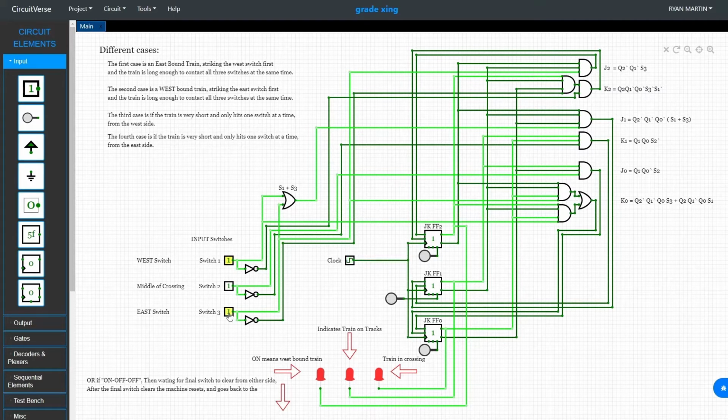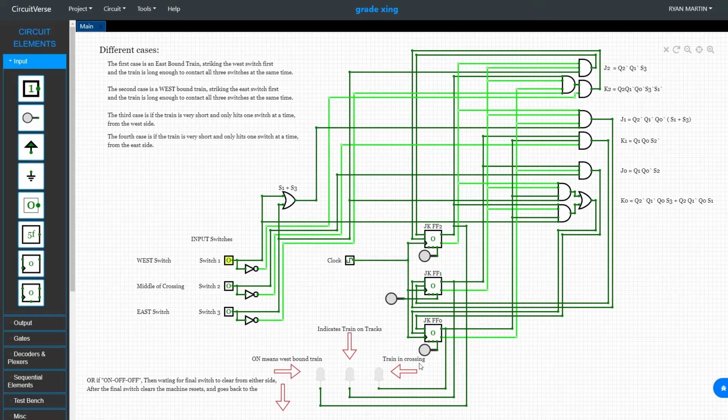And now the train clears the first switch. And then the train clears the middle switch. So there's no more train in the crossing, no more train on the tracks. So we're waiting for the train to clear the final switch and reset and go back to the beginning. So it's reset and it's waiting on another train from either direction.